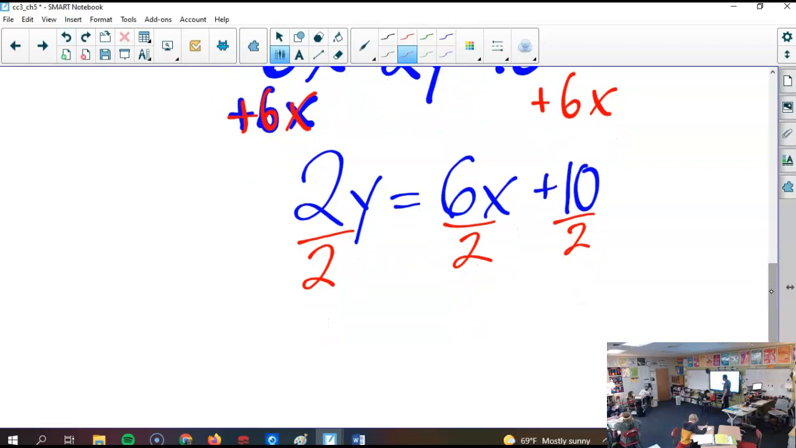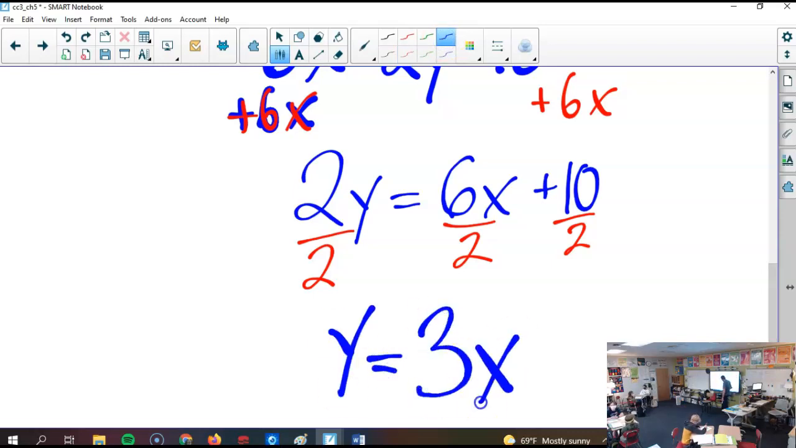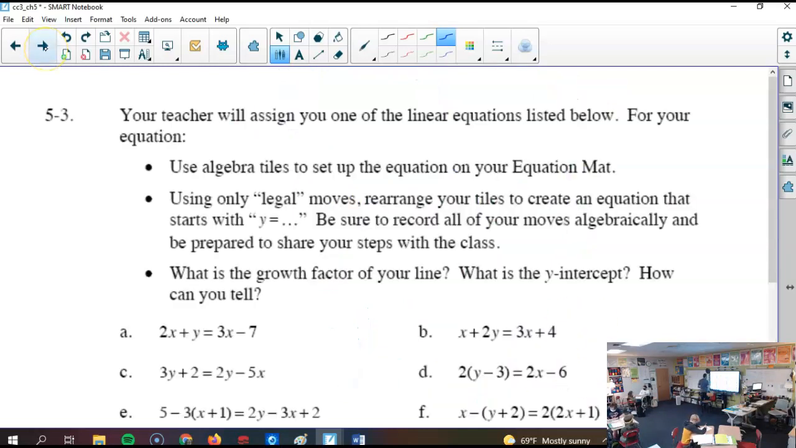I mean, that wouldn't be the right way to write it, because this is staying equal because we're doing the same thing on both sides. So y equals 3x plus 5. I don't have to type 10 by 2.